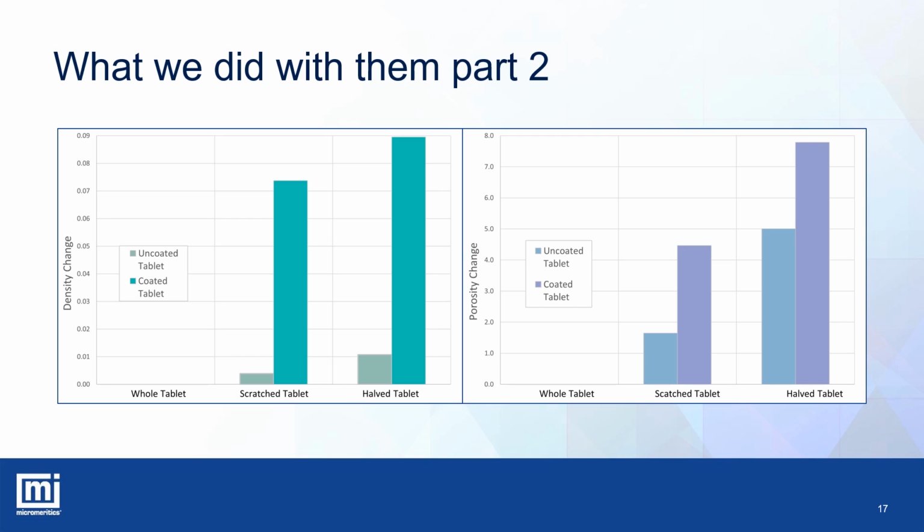So hopefully you can see from these two graphs that there is a significant amount of data generated in these two quick and simple tests. Both graphs show data that offer insights into the tableting process, but the density change in particular offers a quite sensitive test that has the possibility to help control the coating process of a tablet.